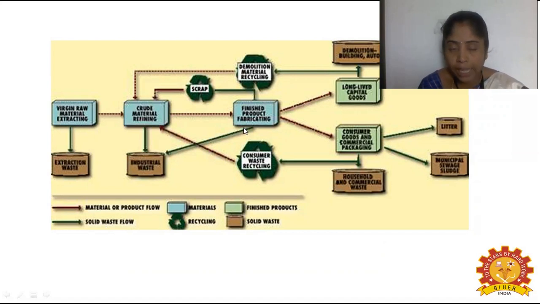So that will be led into the finished product fabricating. Then it will be led into the lived capital goods. Then it will be divided into consumer goods so that it can be made for commercial packaging. Those wastes can be treated as solid waste with the help of municipal sewage sludge. Okay, so that sludge can be treated as municipal wastewater so that it can be recycled back. That's why the green arrows represent recycling for your solid waste.